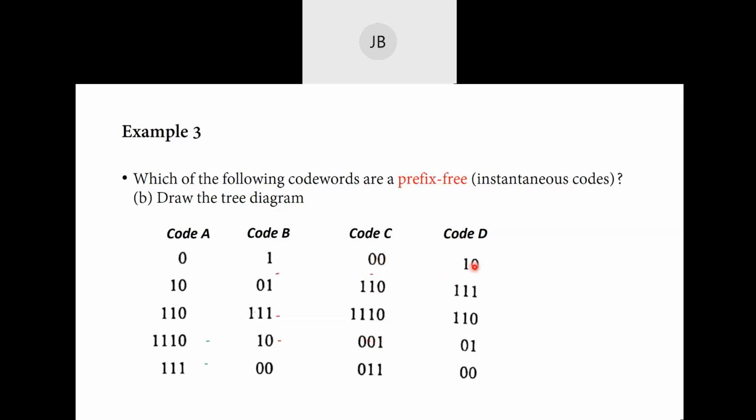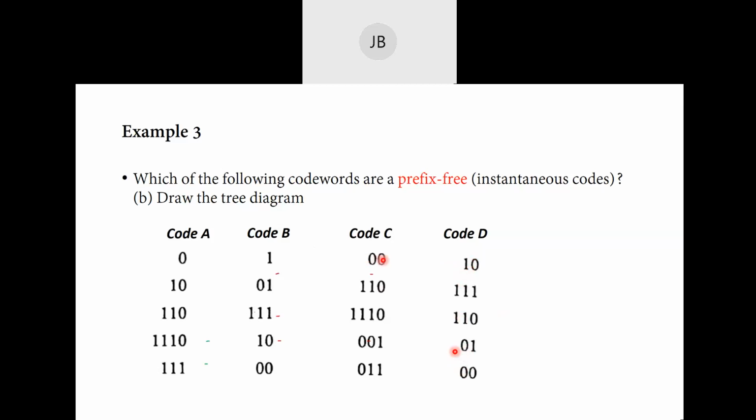Now we see here D, it has 1 0 here, there is no 1 0. Triple 1 here, there is no triple 1. 0 1 0 0. So there are no prefixed code words. So this sequence D is a prefix free code because none of these sequences have any other sequence completely present.